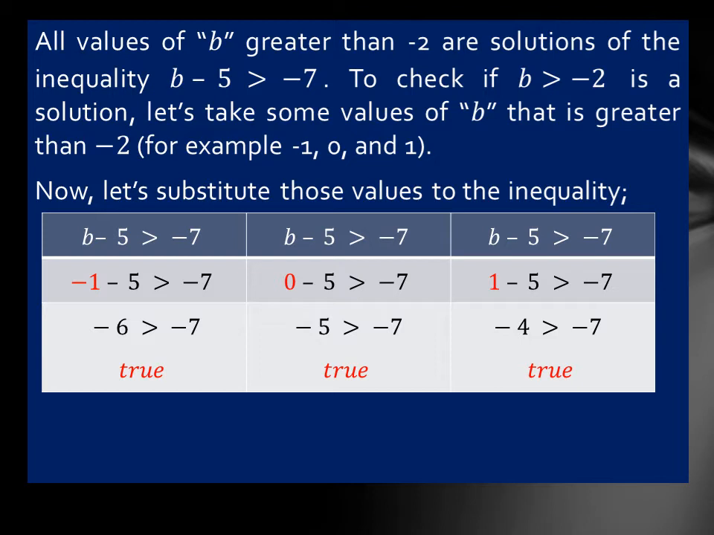How about 0? We have b minus 5 is greater than negative 7, and 0 substituted for b becomes 0 minus 5 is greater than negative 7, and negative 5 is greater than negative 7, and it is true. Last, we substitute 1 for b. From the inequality b minus 5 is greater than negative 7, so 1 minus 5 is greater than negative 7. Then negative 4 is greater than negative 7, and it is true.